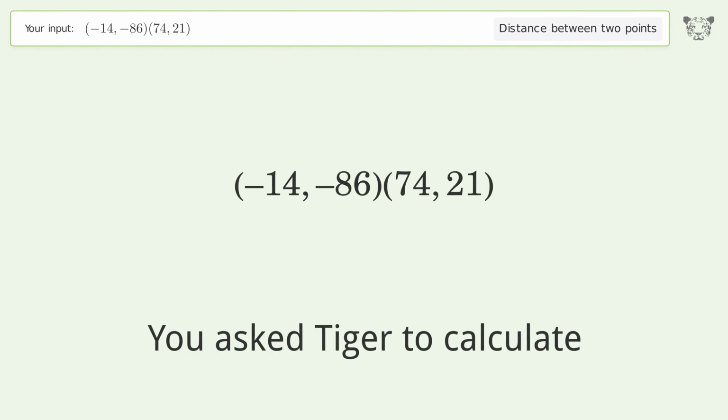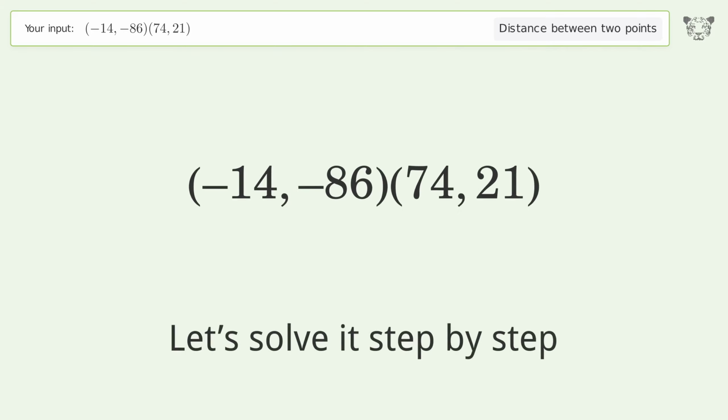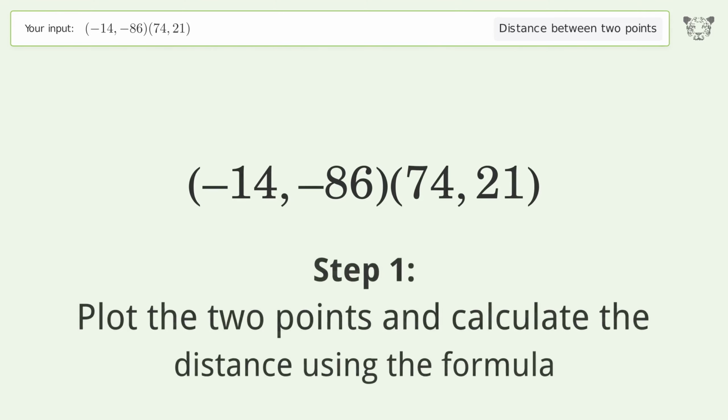You ask Tiger to calculate. This deals with the distance between 2 points. The distance between the 2 points is the square root of 19,193, or 138.539. Let's solve it step by step. Plot the 2 points and calculate the distance using the formula.